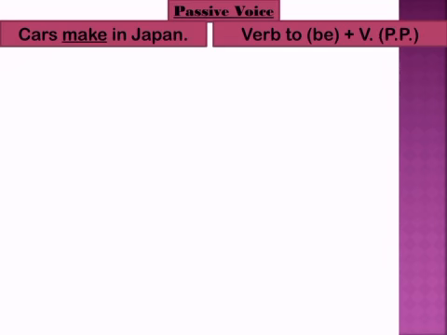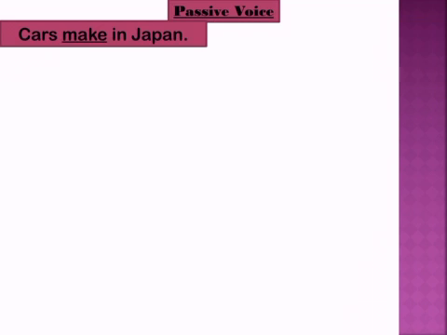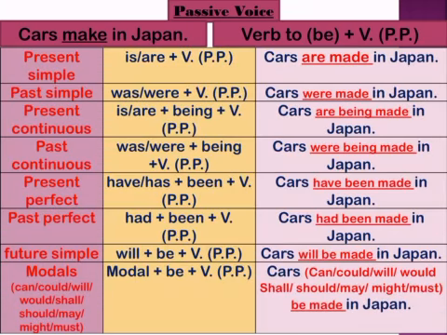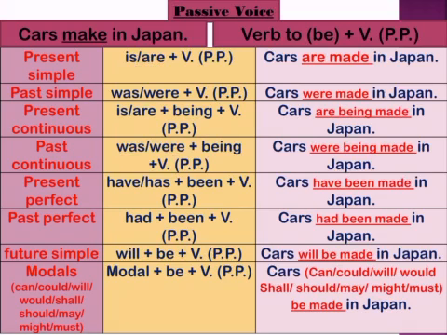Look at this sentence: cars make in Japan. This sentence is not correct. Why is that? Because cars actually do not make anything. Okay, but we make the cars. So if I want to correct the verb here, I will have to use the passive voice. So I will have to use verb to be plus the past participle of the verb. But actually, verb to be has different forms according to the tense of the sentence.